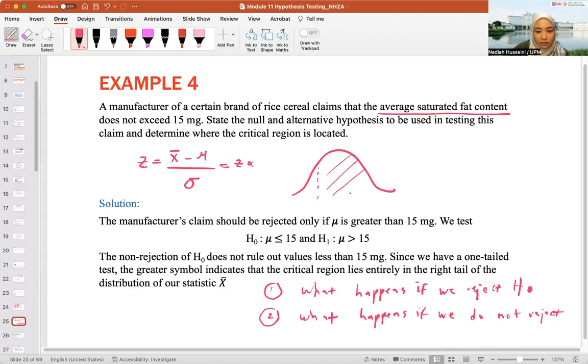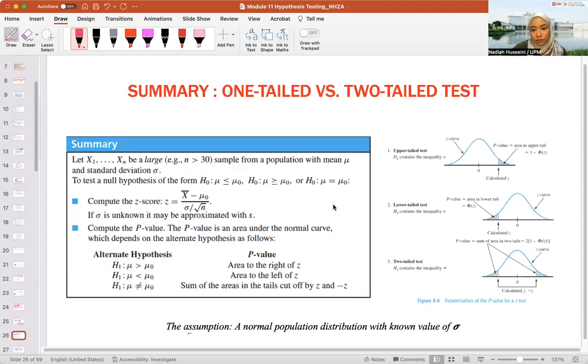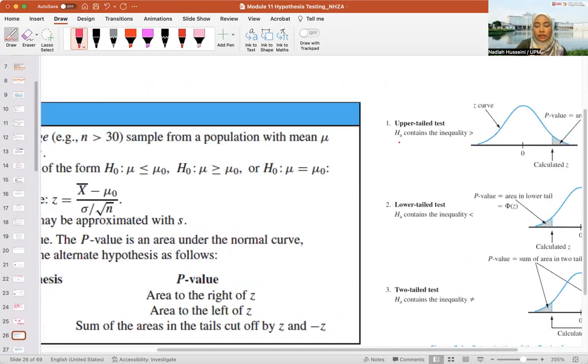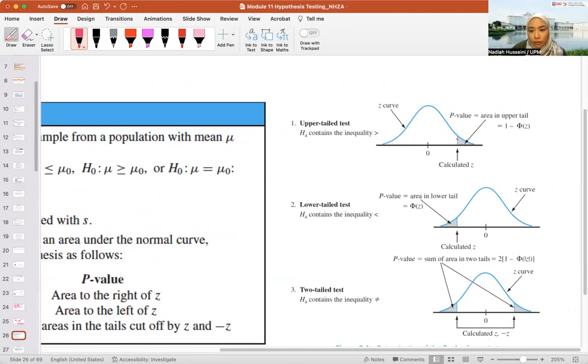So we're looking at this region over here. This is our Z alpha. Okay, so let's look at the cheat sheet, so to say. Here we have our upper tail test. HA, the alternative, contains the inequality which is greater than. So this is the region that we're looking at. Depending on what Z you're looking at, the Z is here or the Z is here. So this would be over here. So it depends on where your Z is at.